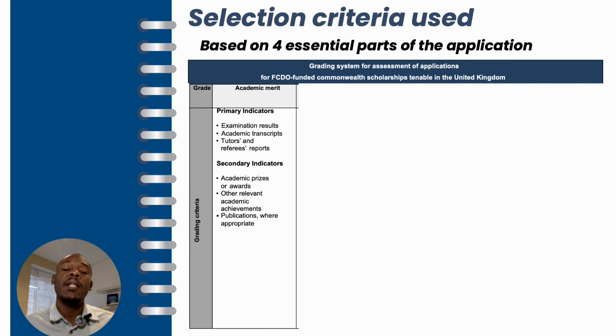The first component, like I've mentioned, is your academic merit. Like I've mentioned, the Commonwealth scholarship is an academic scholarship in nature, so they are going to look at your academic merit, and using your academic merit, they are looking at 2 components. There is what we call the primary indicators and secondary indicators. The primary indicators carry more weight than the secondary indicators. The primary indicators that they are going to be scoring your application on will be your academic results.